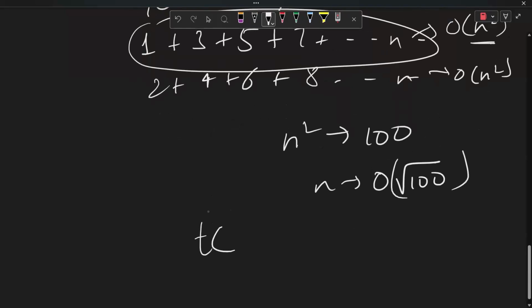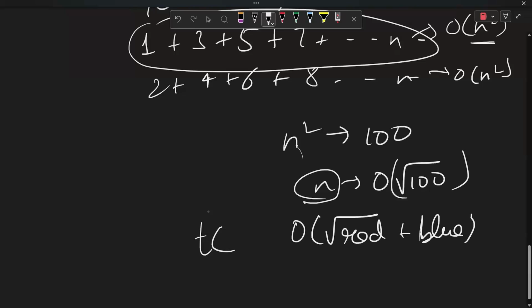So the maximum height you can get to this n would be of the order of under root of red, or under root of red plus blue, you can say. So the number of red balls and blue balls, it would be order of square root of the number of red balls or blue balls. So this would be the time complexity of your code.